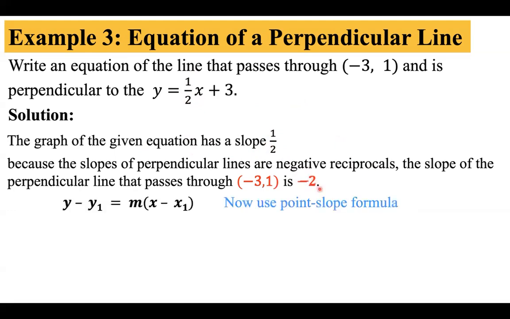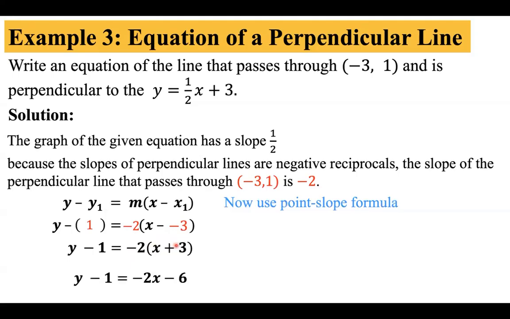Using the point-slope formula, we have y minus y1, where x1 and y1 come from the point, and the slope, of course, is -2. And the minus and the negative will turn into a positive. Distribute the -2 over, and you get y minus 1 equals -2x minus 6. And then we're going to add 1. -6 plus 1 is -5, so you get y equals -2x minus 5. This equation is in slope-intercept form.